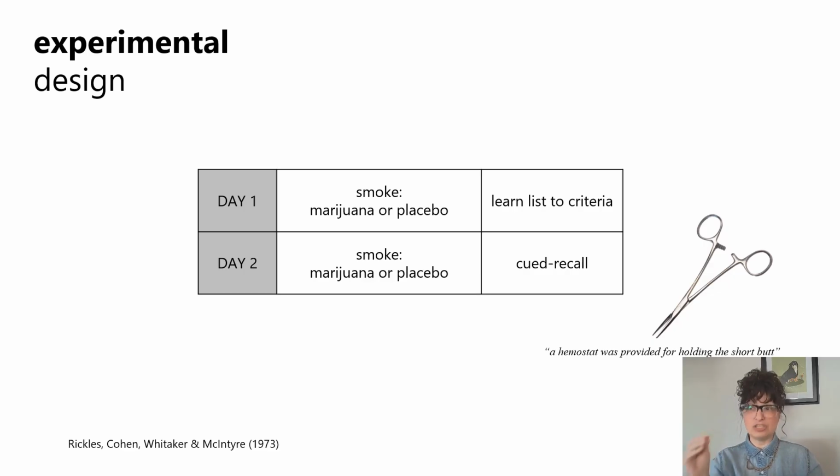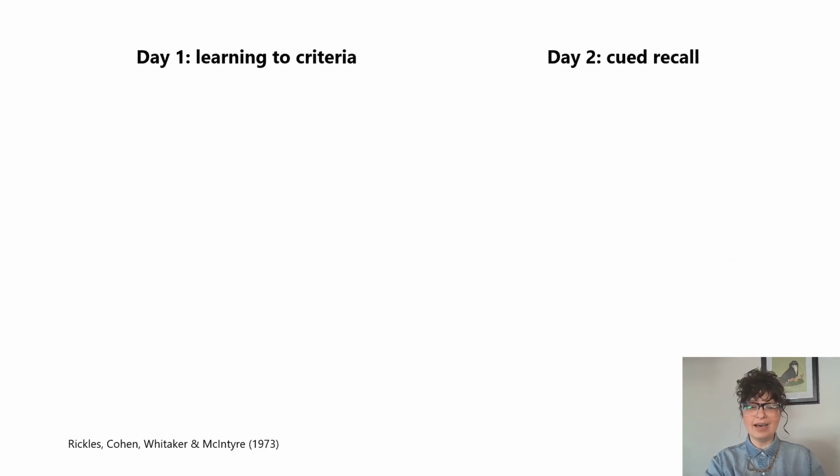This is a legitimate academic peer-reviewed article, and in it, it talks about participants being given a hemostat for holding the roach. This is a roach clip. By the way, that's what a hemostat is. If you don't know what a hemostat is, it's literally a roach clip, apparently. All right, so let's look at the results.